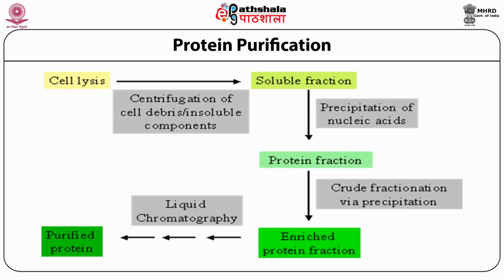If you have cloned proteins, we generally keep a histidine tag or GST tag, where you can directly go for specific liquid chromatographic methods. If you have a histidine tag, you can use nickel affinity beads. But if you don't have that, you go for a crude fractionation method. We generally use ammonium sulfate fractionation. Once you get an enriched protein fraction, then you can go for a liquid chromatography method.